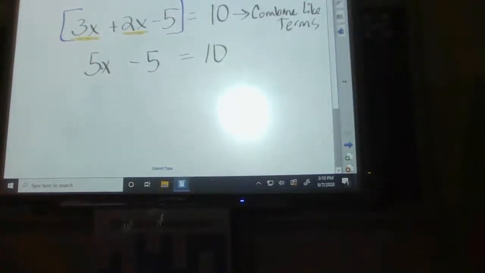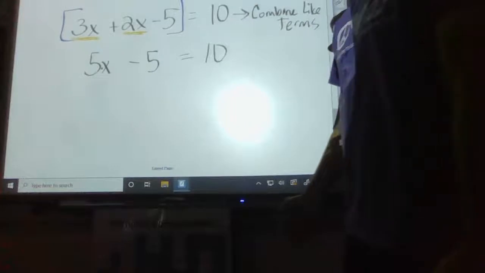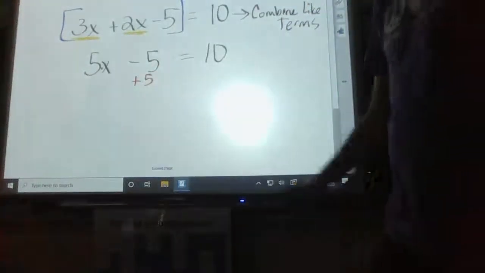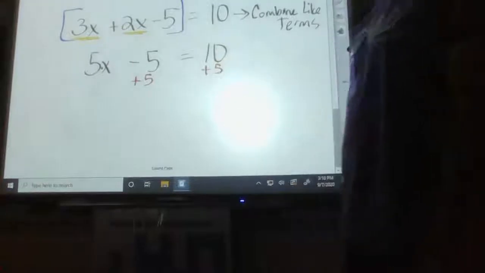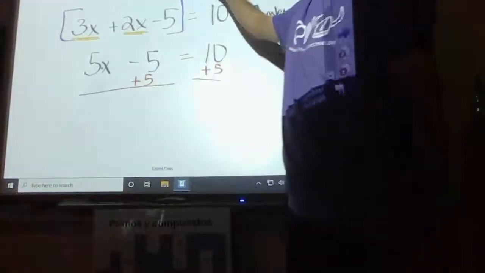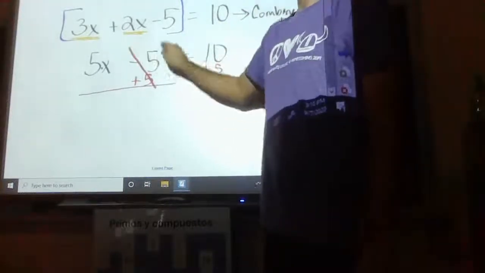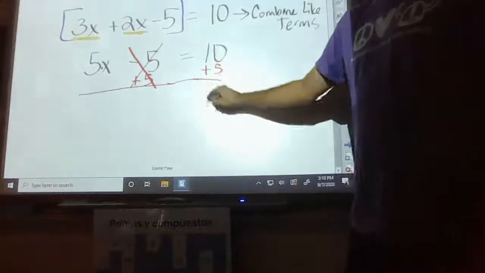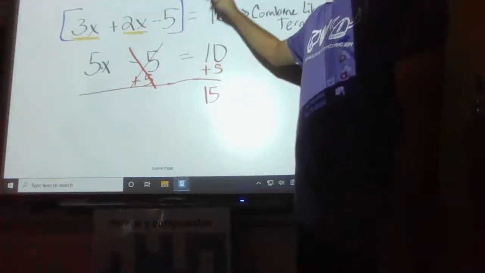First thing first, let's get rid of the subtracting. How can I undo subtracting? Instead of subtracting, I can do adding 5. Right? Whatever you do on one side of the equal sign, you do the same thing on the other. And over here, -5 and +5 equals 0. Those are inverses. They cancel each other out. Over here, I get 15. Just drop all the rest of the stuff down.